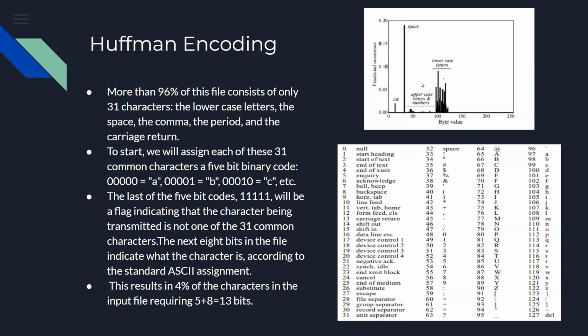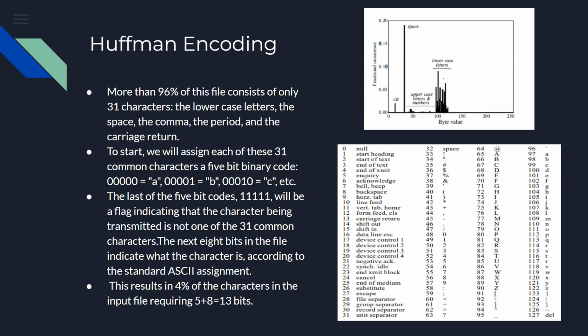Now, the encoding method that we are going to discuss now is Huffman encoding. This method was named after David Huffman, who developed this procedure in the 1950s. As you can see in the histogram, it is a histogram of the byte values from a large ASCII file. More than 96% of the file consists of only 31 characters, which include the lowercase English alphabets, the space, the comma, the period, and the carriage return. So we can use this observation to make an appropriate compression scheme for this file.